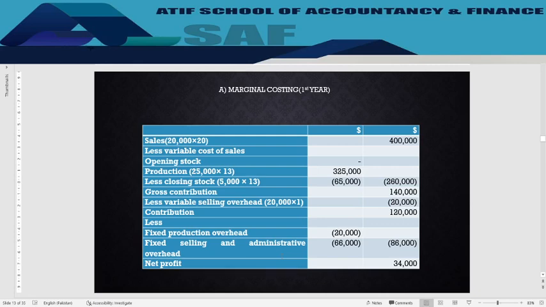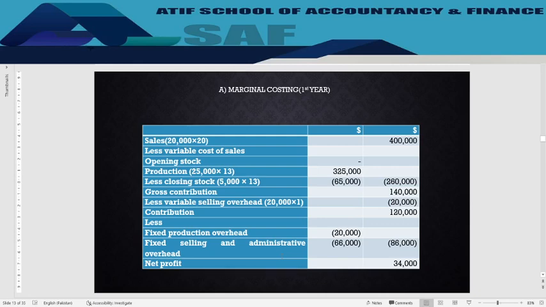After deducting this cost from the sale, we will get the gross contribution of 1,40,000. As in the first year, we have sold 20,000 units and the variable selling cost is $1 per unit, so the total variable expenses are $20,000. Subtracting this from the gross contribution of 1,40,000, we get the contribution of 1,20,000. And from this, we have to deduct the fixed production overhead and fixed selling and administrative overhead to get the net profit figure.